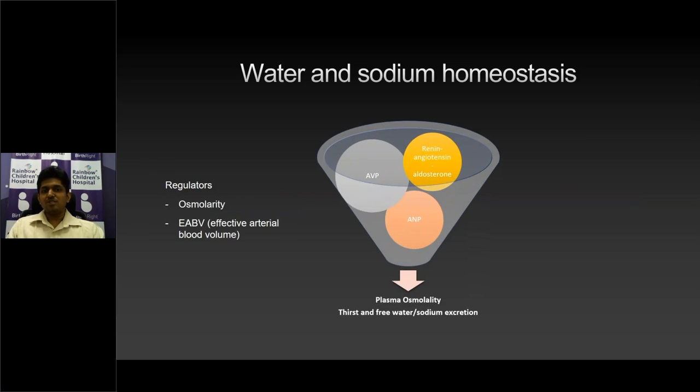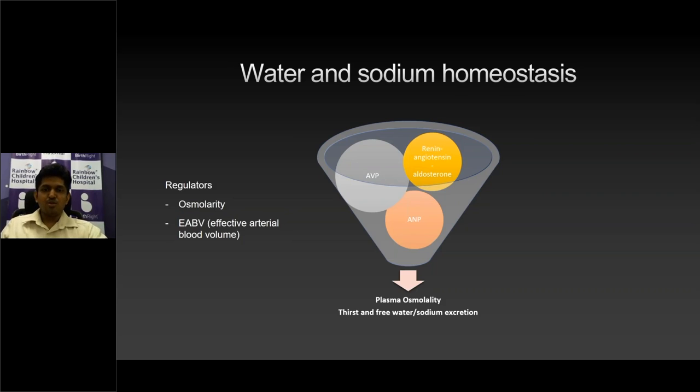So what are the commonest regulators of water and sodium homeostasis? There are three hormonal systems: the arginine vasopressin, the renin-angiotensin-aldosterone axis, and the atrial natriuretic peptide. All three determine the plasma osmolarity. The regulators of osmolarity depend on the serum osmolarity as well as the effective circulating volume, meaning the effective arterial blood volume. It is not the total extracellular fluid compartment; it deals with the effective circulating volume.